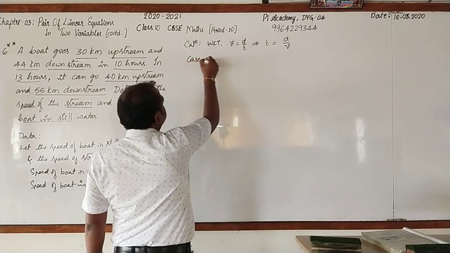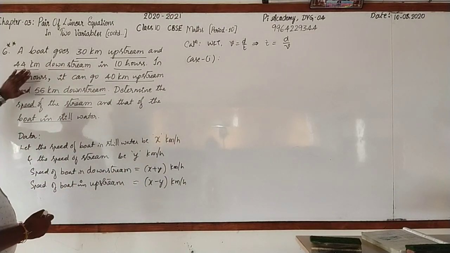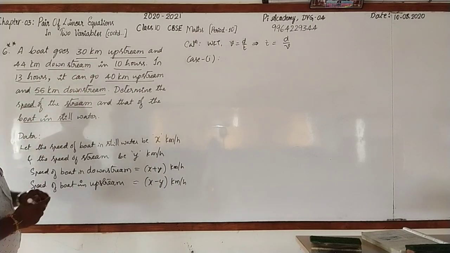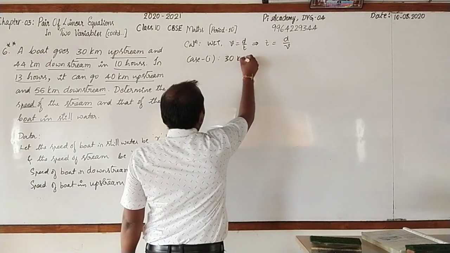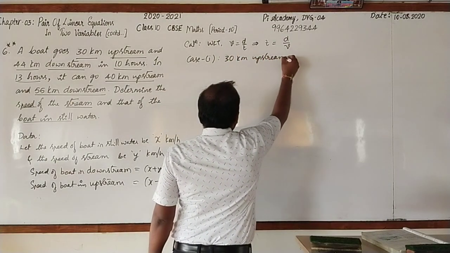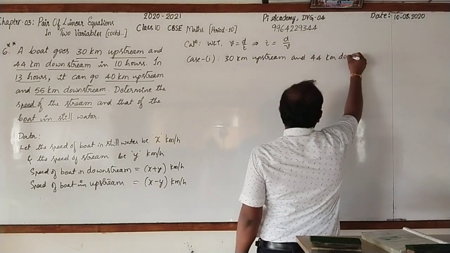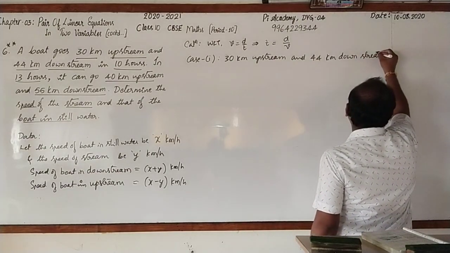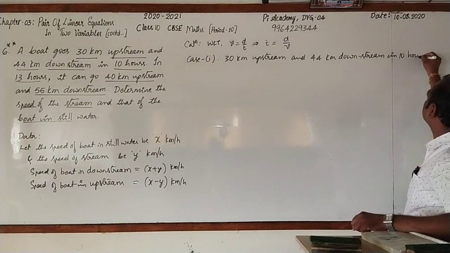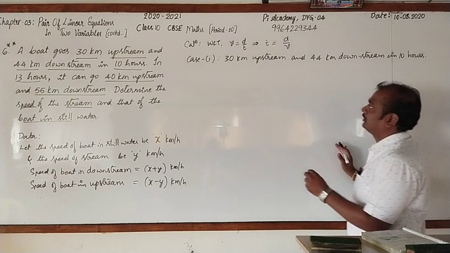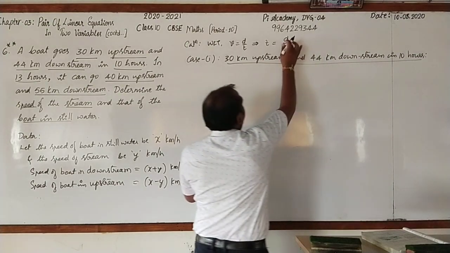What is the first case? The first case is: a boat goes 30 km upstream and 44 km downstream in 10 hours. I'll write the same. 30 kilometer upstream and 44 kilometer downstream in, what is the time taken? 10 hours. We know the total time and we have a time formula. What is that time formula? It is d by v.